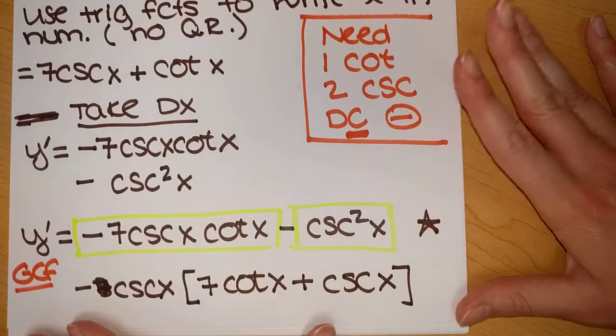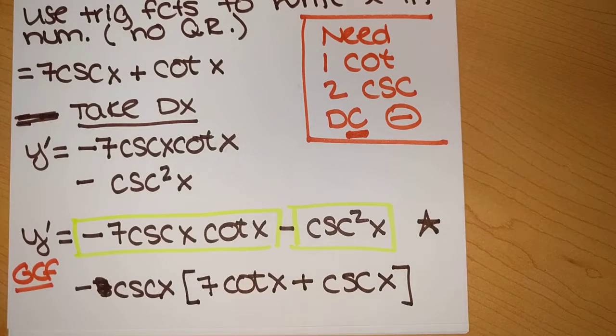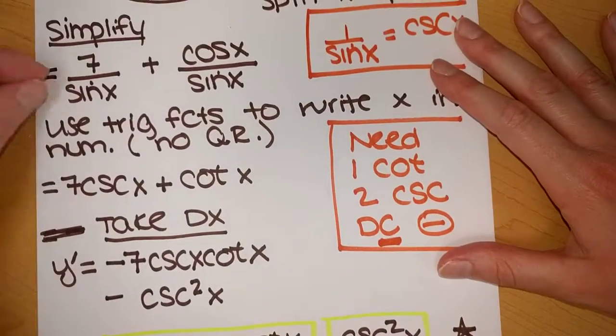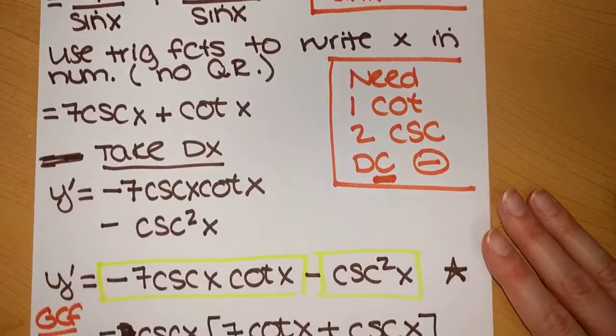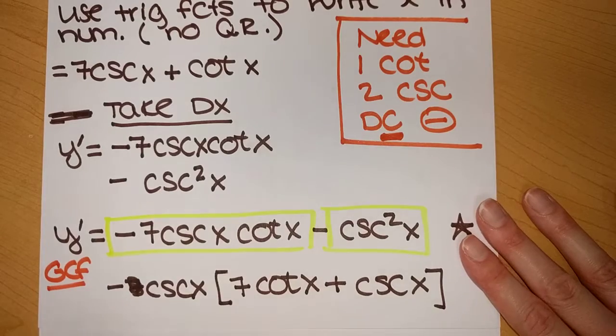I do want to mention that you don't have to do it this way where you use the trig functions to simplify. If you wanted to, you could start with the quotient rule, doing the quotient rule on this term and the quotient rule on this term. So there are lots of ways of doing it. This is just one way of getting the derivative using your trig identities.